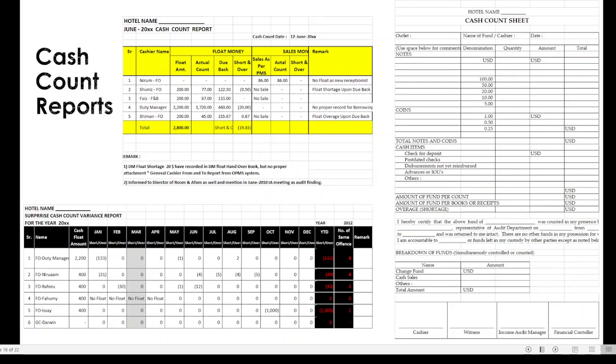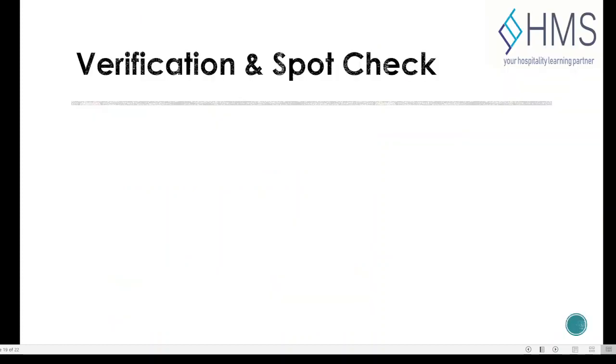That's the cash count report, which is done by the income audit on a spot check basis, and then they will make a summary of the shortages, right? By cashier for the month and also by month, so that we can see if the cashier is consistently having a shortage or excess. If yes, then it means they need to be retrained, otherwise they are fine, right?